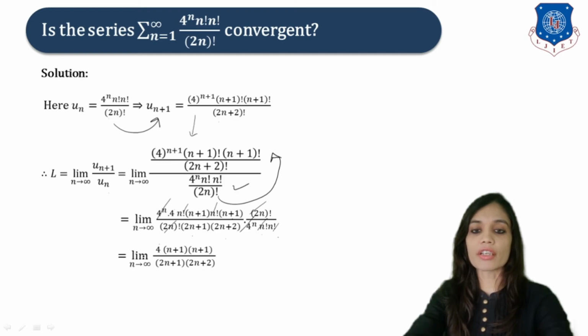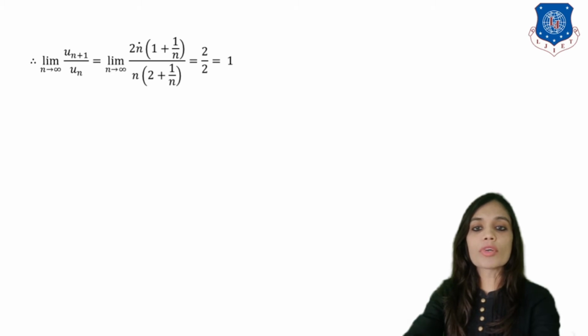So what is remaining finally? Limit n tends to infinity 4 into (n plus 1) into (n plus 1) upon (2n plus 1) into (2n plus 2). Now again from this we can take out 2 common, right? And it gets cancelled out with 4. So what will remain? Limit n tends to infinity 2 into (n plus 1) upon (2n plus 1). Okay, now we will take out n common from the numerator and denominator. So we will get limit n tends to infinity 2n times (1 plus 1 upon n) upon n times (2 plus 1 upon n).